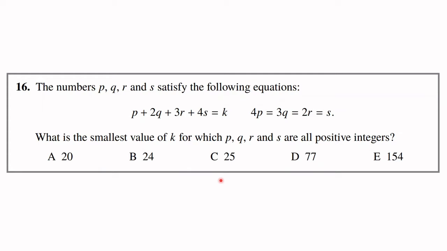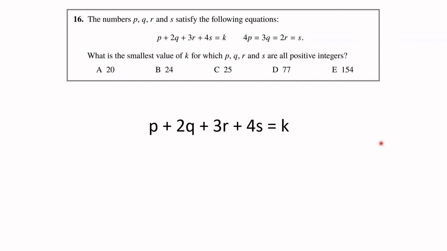The question states, the numbers p, q, r and s satisfy the following equations, the first equation being p plus 2q plus 3r plus 4s equals k, and the second equation being 4p equals 3q equals 2r equals s. Then it says, what is the smallest value of k for which p, q, r and s are all positive integers? The positive integers bit is what you need to focus on, because some of the other answers are possible and do work for these values, but not when they're positive integers, so they may be fractions, which I guess is how the question tricks you out.